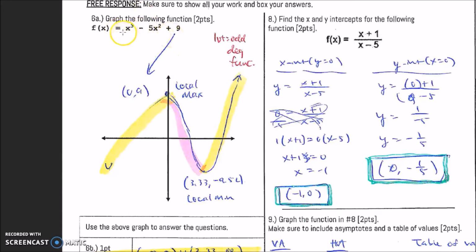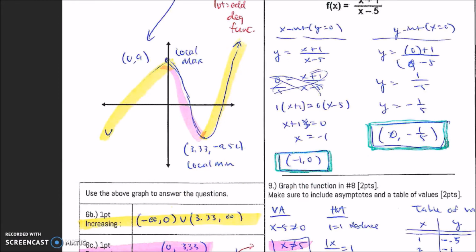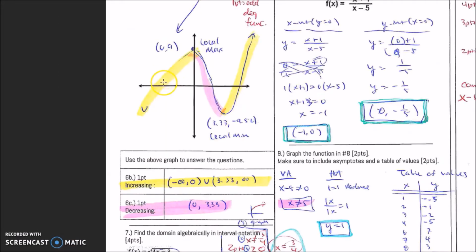Question number 6 says graph the following function, x cubed minus 5x squared plus 9. Just put that into your graphing calculator, and then you get the sketch here. And then what you could have done is just use the calculate button to calculate your maximum and your minimums. Once you do that, just write down the ordered pairs 0, 9 and 3.3, negative 9.52, and then this problem for question number 6, B and C.